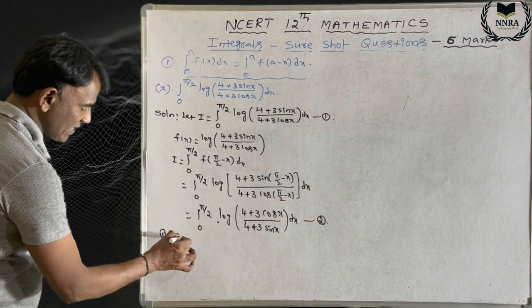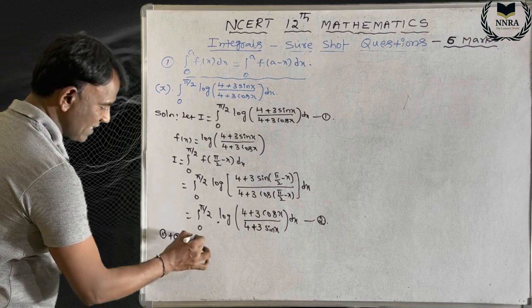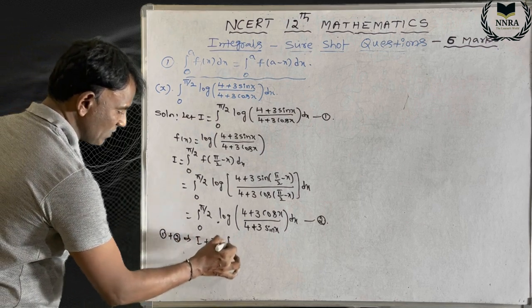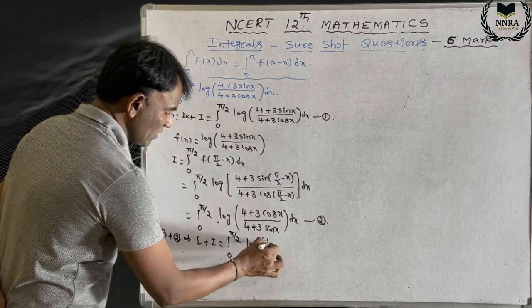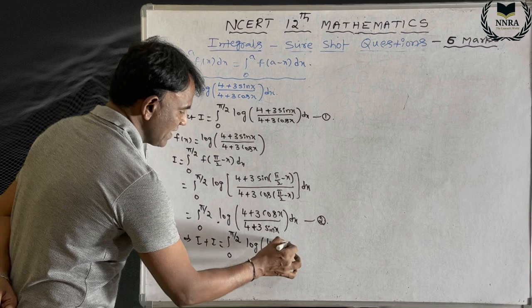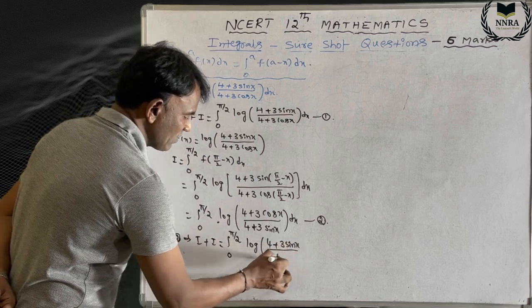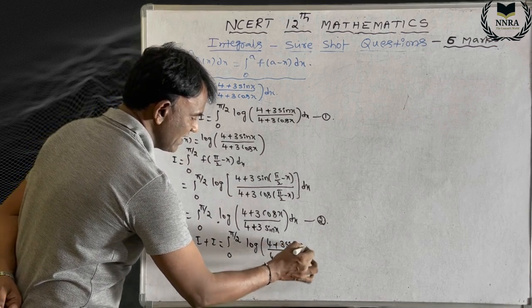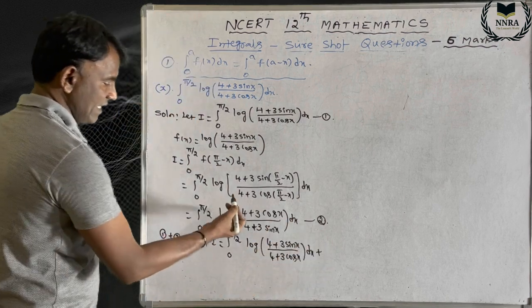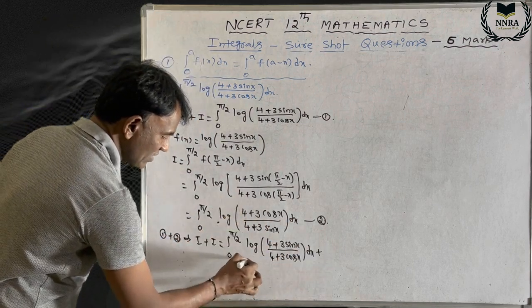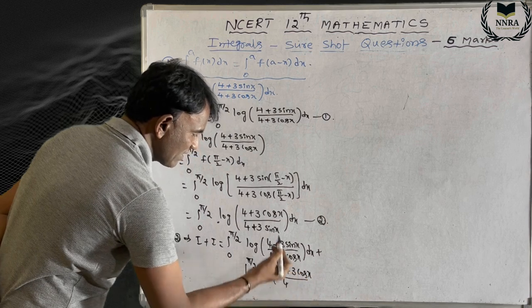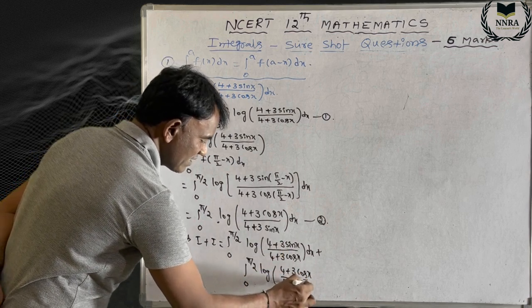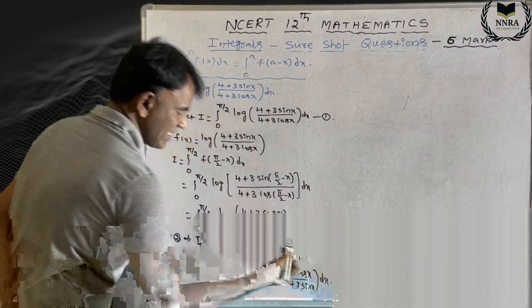So add equations 1 and 2. So the left hand side value is I plus I. And 0 to pi by 2. So what is the first term? Log of 4 plus 3 sin x divided by 4 plus 3 cos x, then dx. Then plus, again this is the second value, na? Integral 0 to pi by 2, so log of, numerator is 4 plus 3 cos x. And what is the denominator? 4 plus 3 sin x, then into dx.